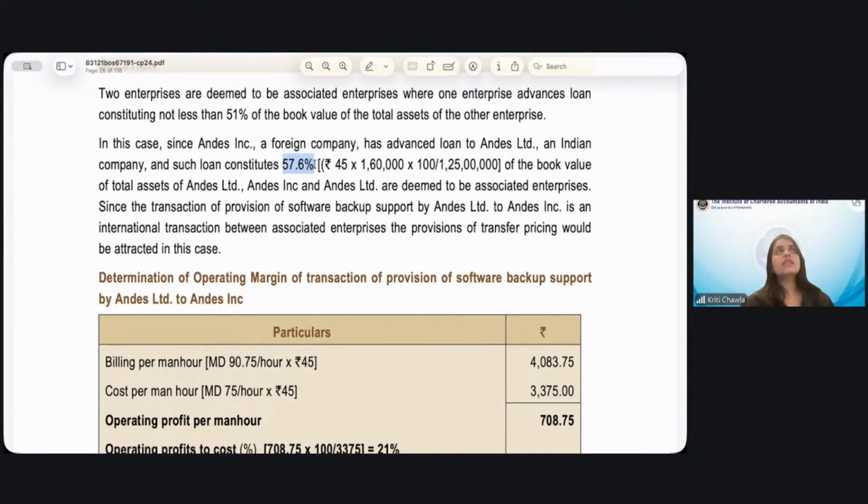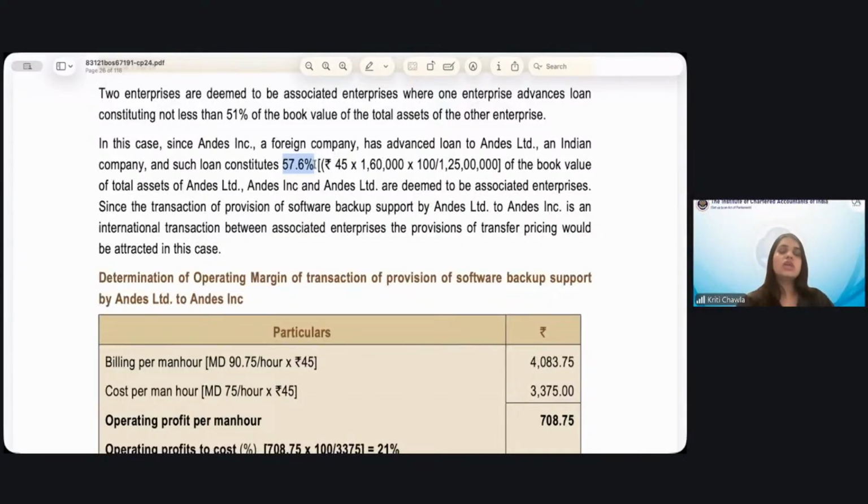Now, the second thing that you need to see is whether they are international transactions or not. In this particular question, they're talking about provision of software backup support services. This is obviously an international transaction. So if you look at section 92B, this is where they say that this is a valid international transaction. So this is an international transaction out there.